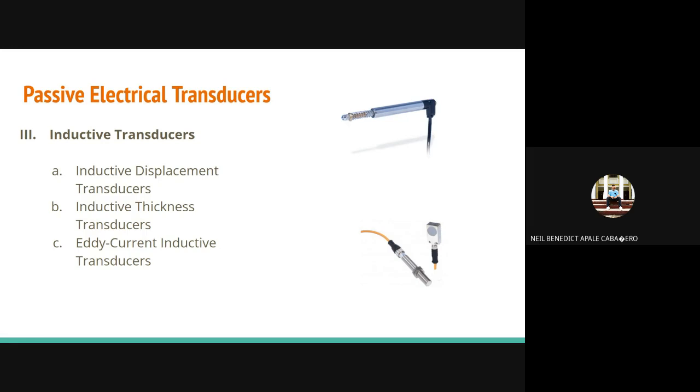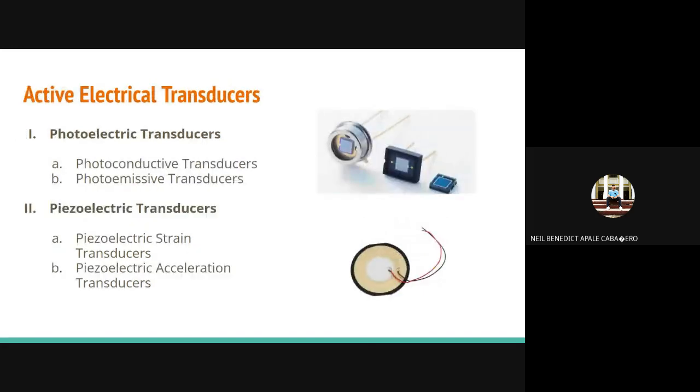So a typical eddy current transducer contains two coils, an active one and a balanced coil. Next please. So now we move on to the active electrical transducers. The first type is the photoelectric transducers. Photoelectric transducers convert light energy into electrical energy.